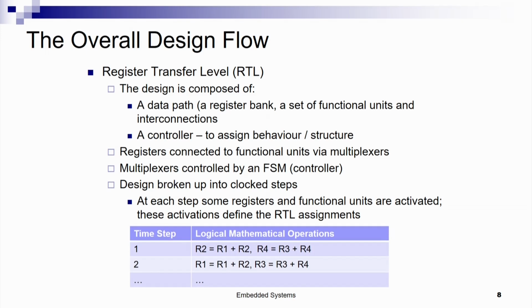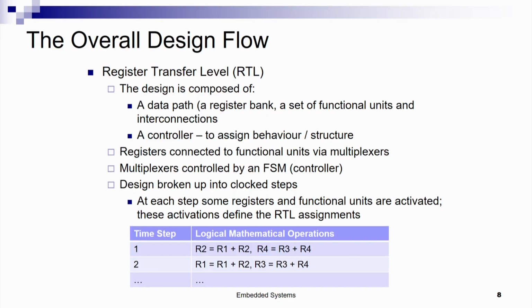So, registers are connected to functional units via multiplexers. The multiplexers are controlled by the FSM. So, the select lines of the multiplexers will be controlled by the FSM, and therefore, the multiplexers will be able to choose which register contents will go to which functional unit at a given time.